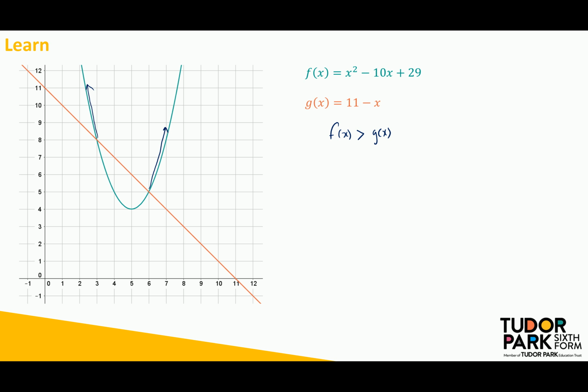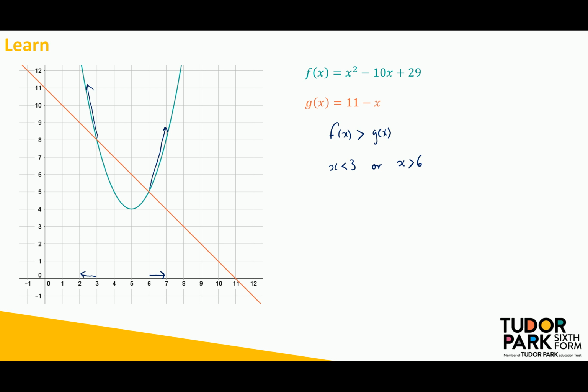When do they occur? Well, they occur when the x values are strictly less than 3 and when the x values are strictly greater than 6. So to write my solution set, I would need to say x has to be strictly less than 3 or x has to be strictly greater than 6.